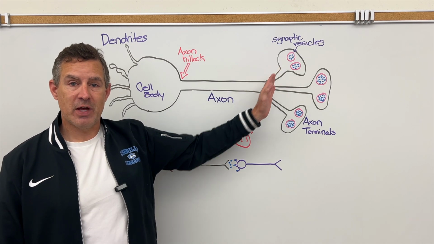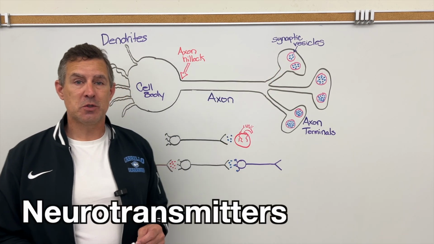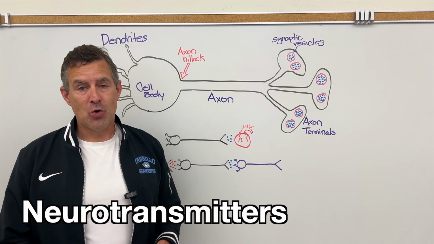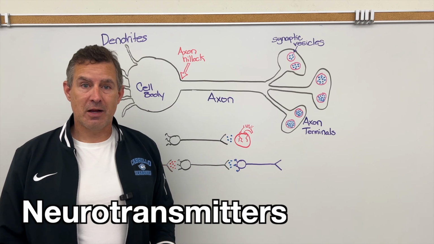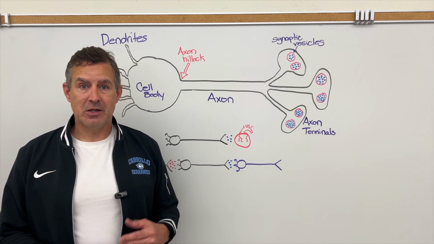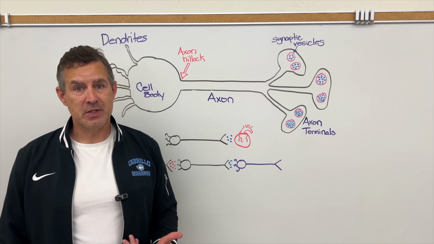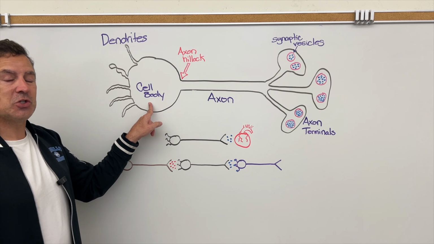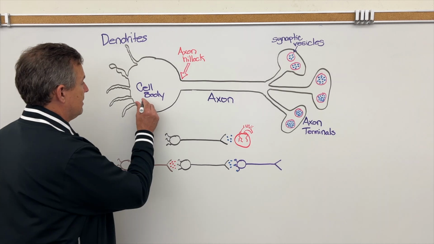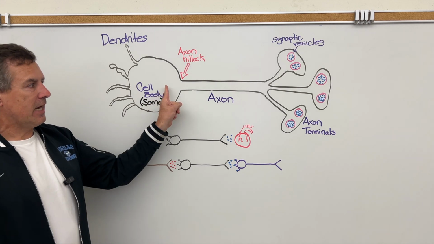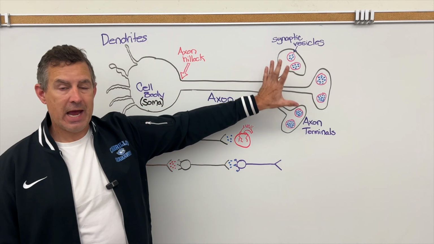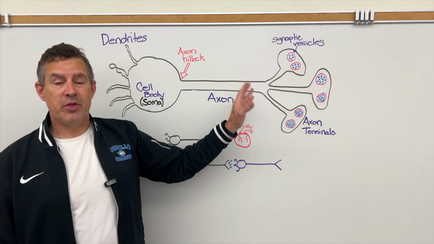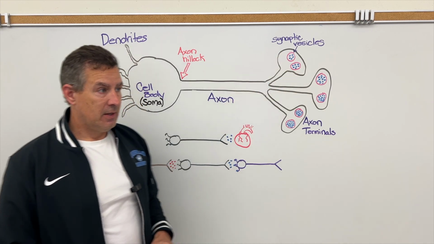Contained within the synaptic vesicles are neurotransmitters. So neurotransmitters are things like dopamine, serotonin, acetylcholine, norepinephrine, to name a few. And we'll talk about neurotransmitters in detail as we move forward in our discussion of the nervous system. So once again, dendrites, cell body. The cell body is also referred to as the soma. The axon coming off the cell body, axon terminals that contain the synaptic vesicles within which we find neurotransmitters.